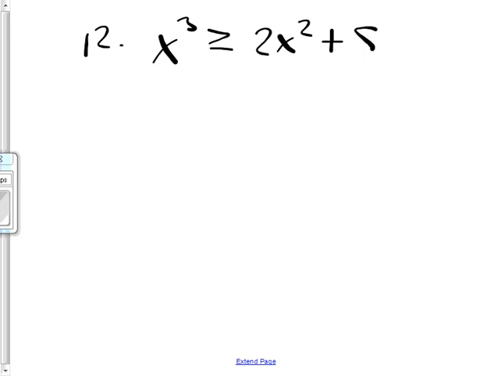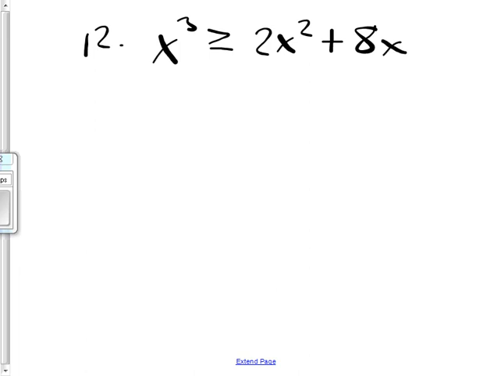Everybody look at number 12. That looks different. Number 12 says x cubed is greater than or equal to 2x squared plus 8. Who's got a smart idea on how to start? Move the stuff over, and then, I forgot an x, and then factor it.